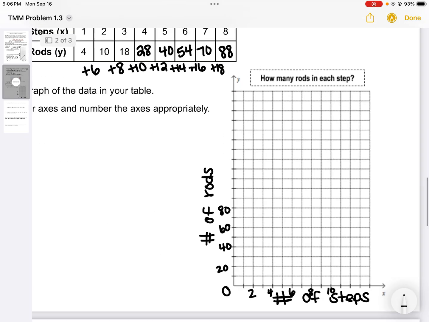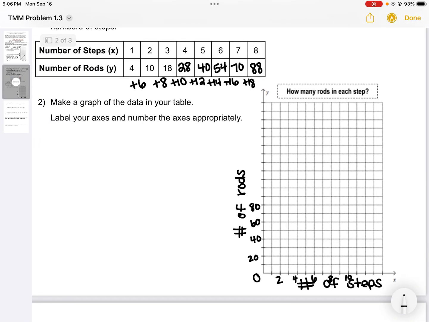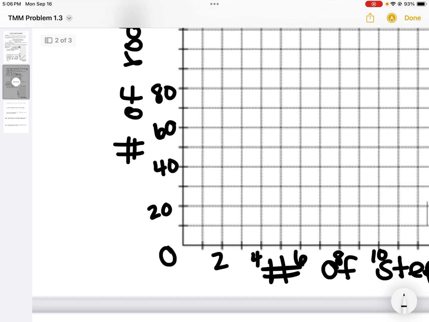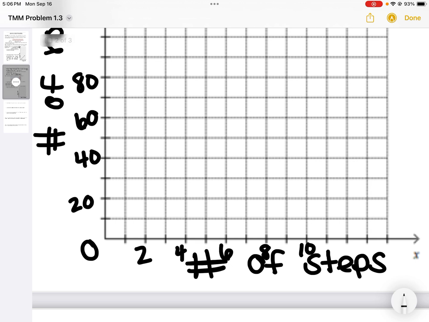To get my first point on my graph, I need to go to 1, 4. So down here, I'm going to go to the right 1 square, and then I'm going to go up to where I believe 4 would be. Every line is going to count by 10, so it should be a little under halfway. Again, we are estimating, we are doing our absolute best.